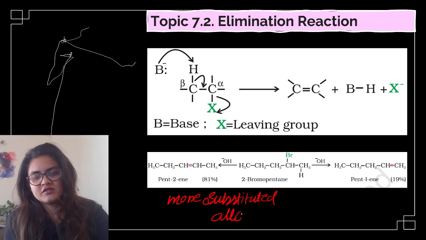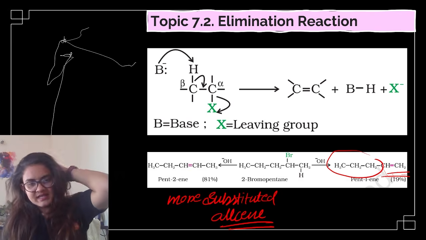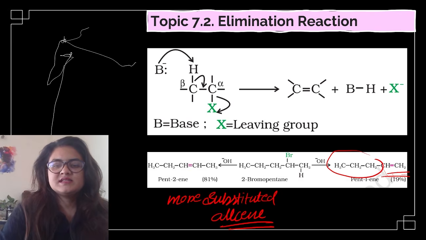Okay, this is in accordance with the Saytzeff rule. And here you can see only one substitution is there, and here I am having the hydrogen along with the alkene unit. So this is a less substituted alkene, and thus it is less stable. Okay, I guess this is clear to you.